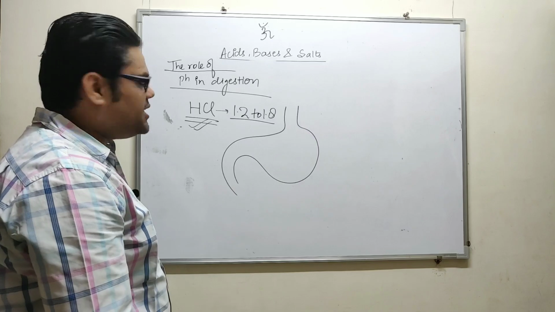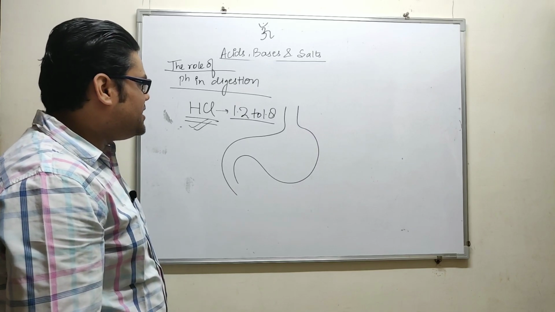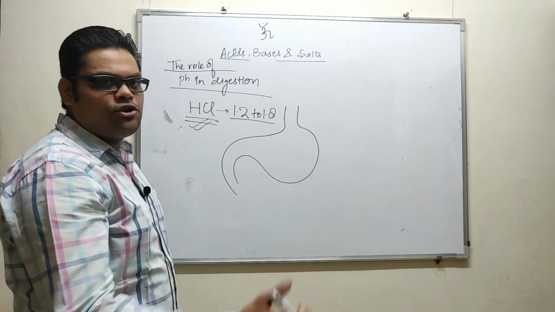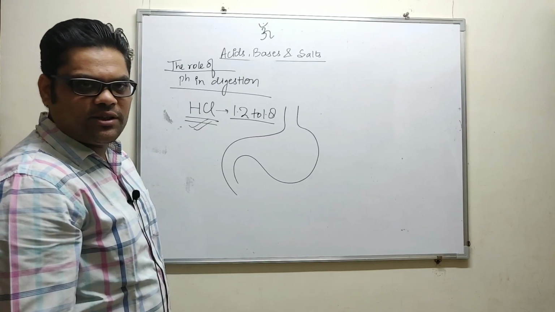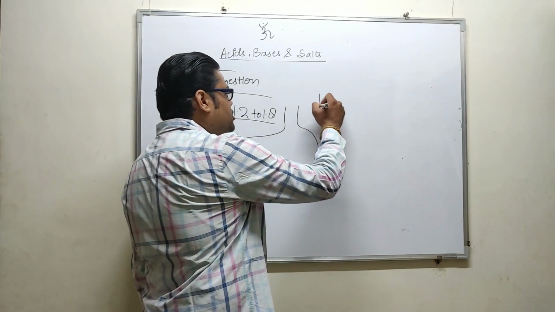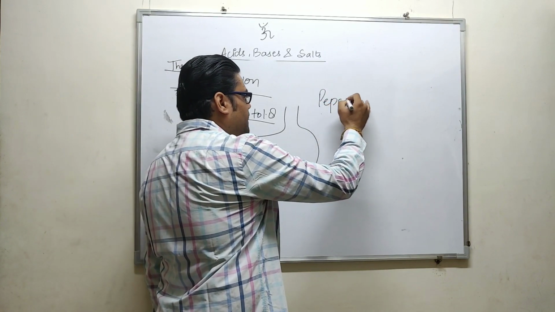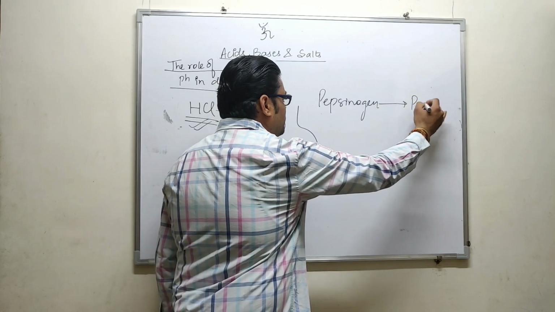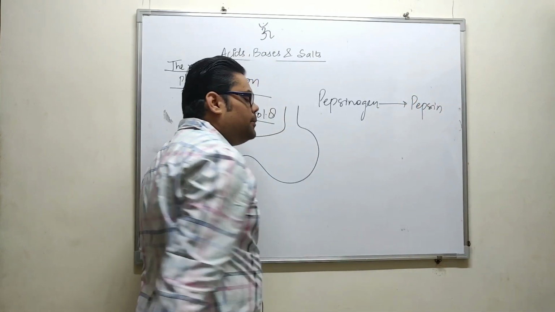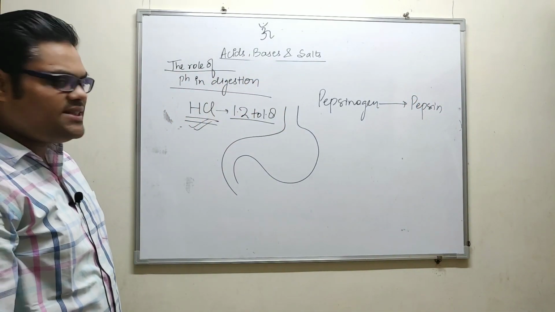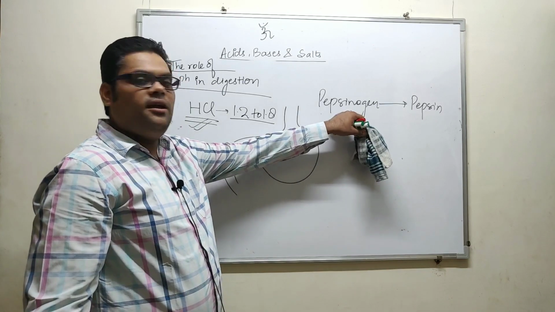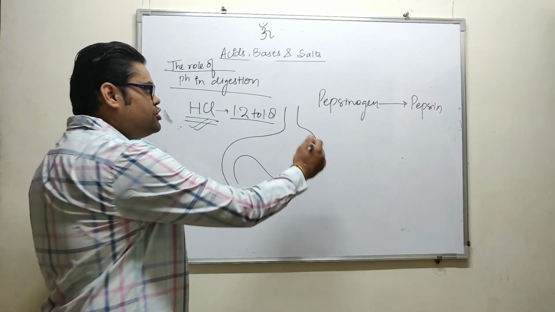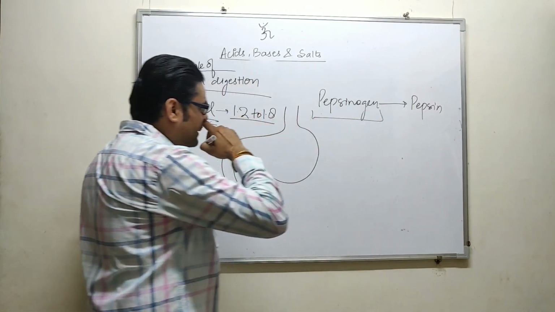Okay, so this HCl will make the medium highly acidic, and this acidic medium will activate different types of proteinaceous enzymes like pepsinogen. Pepsinogen will be converted to pepsin in the presence of HCl. This is an inactive enzyme, a zymogen, and it will be converted into an active enzyme.